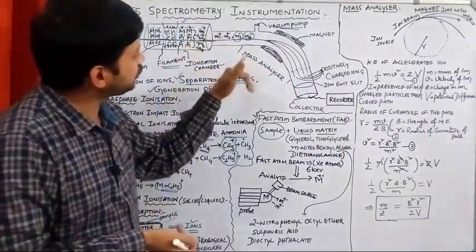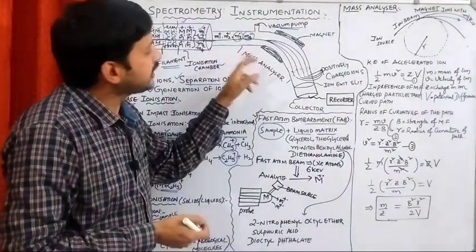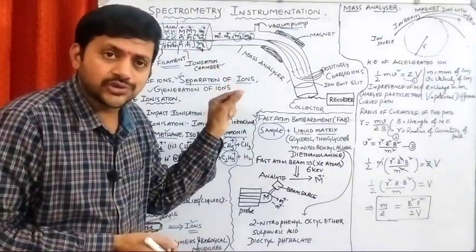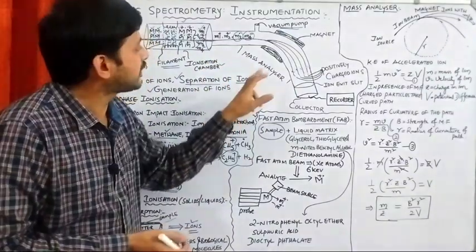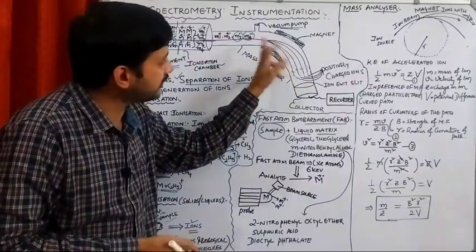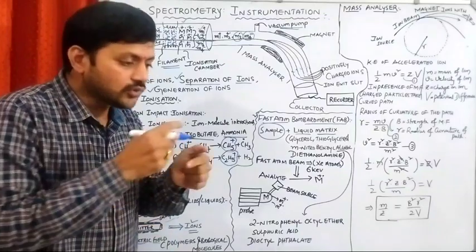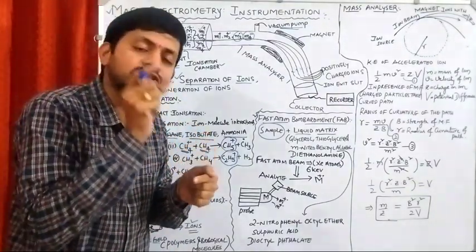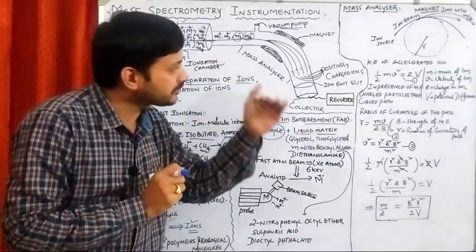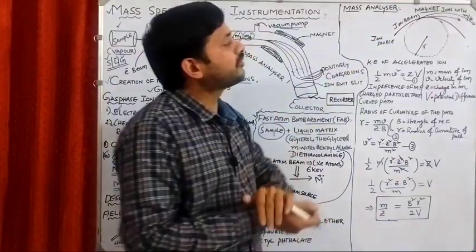Now let's enter into the mass analyzer. What are we saying? Depending upon the m/z ratio of each and every positively charged ion, the mass analyzer separates these ions. That's what we are discussing, right? So how can we calculate the m/z value of the positively charged ions? For that purpose, we are using a concept. See this one. This is the mass analyzer.